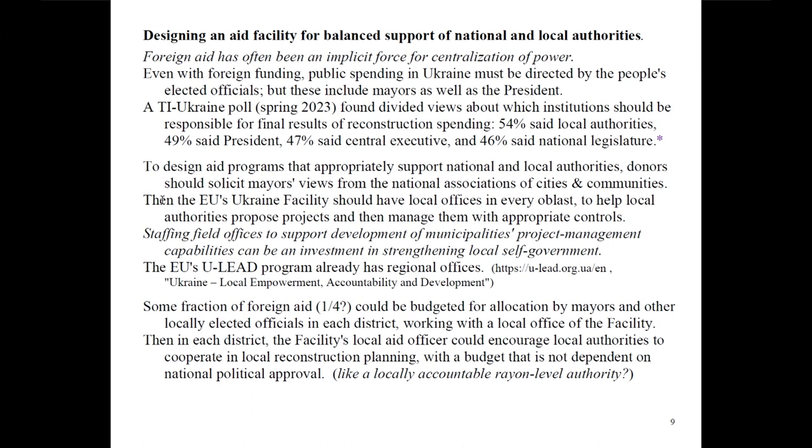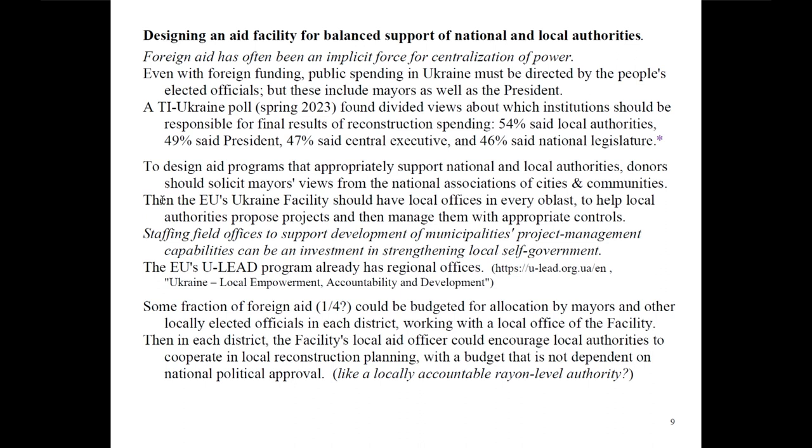But the president is not the only elected representative of the people of Ukraine. He is the most important elected representative. He and his office deserve the most say in how the money is spent. But mayors are also elected by the people of Ukraine, and it's not wrong for the EU to let mayors and their hromadas, town councils, take some share of the power in directing that money.